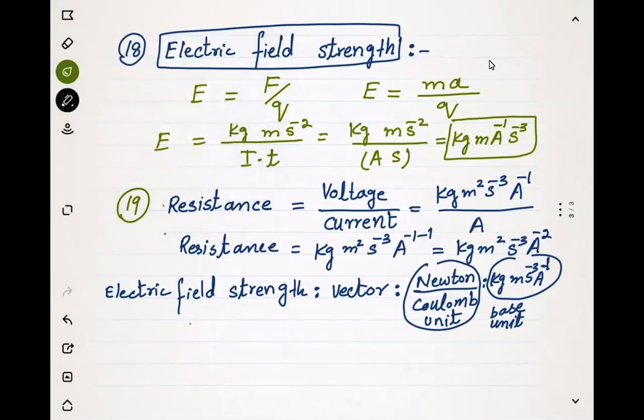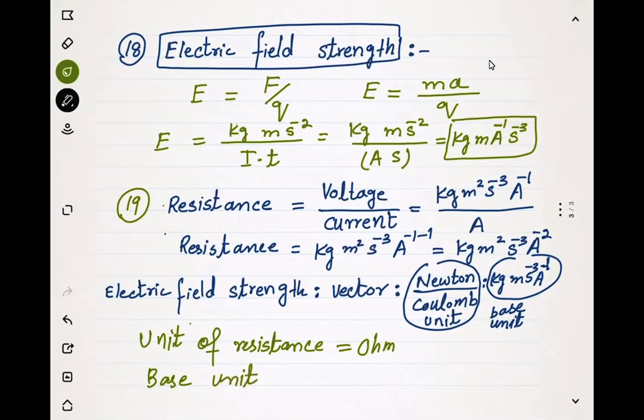Now for resistance, the unit and base unit. The unit of resistance is ohm, while the base unit of resistance is kilogram meter square second minus 3 ampere minus 2. So this is the base unit for resistance.